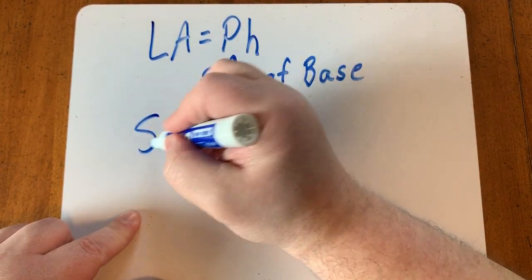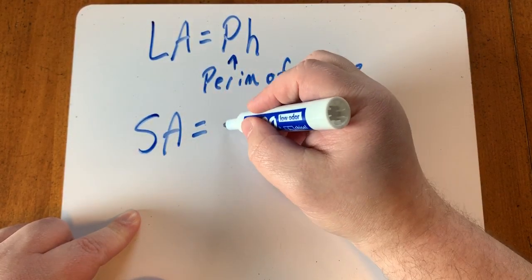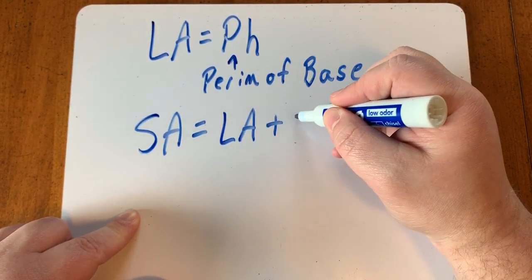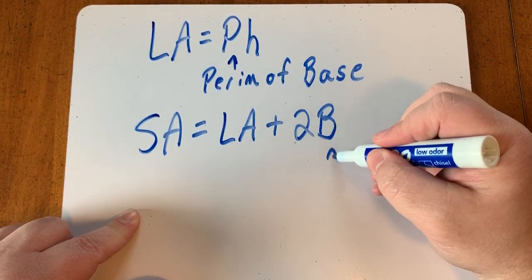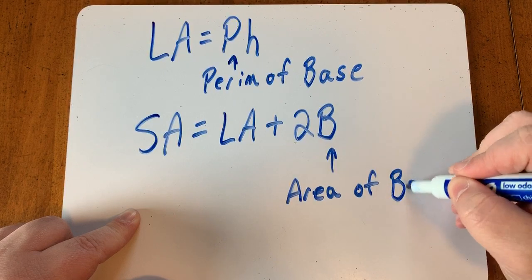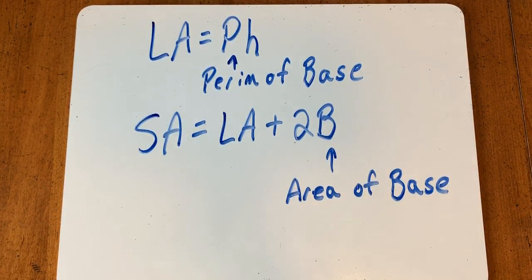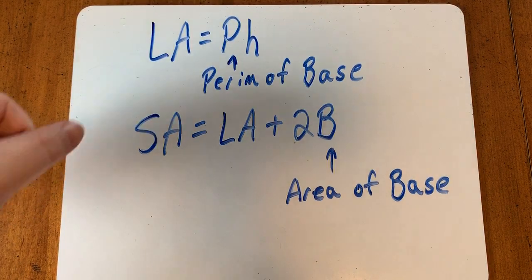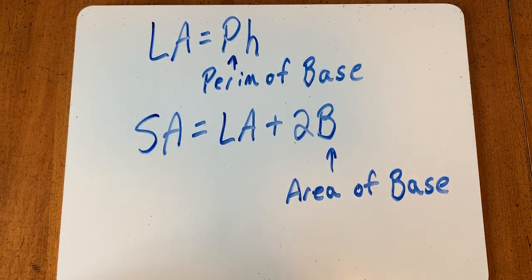And the total surface area is the lateral area plus the two base areas. Throughout this entire unit, all of this surface area and volume, capital B is going to refer to the area of the base. And this is how you can find the surface area of the prism. That's how you can find the lateral area of the prism.